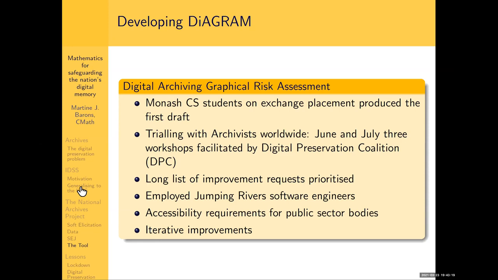And then we ended up with a long list of improvement requests, and the National Archive went away and prioritised those. And we employed Jumping Rivers, who were software engineers, and the guy who was particularly working on our project had a PhD in Bayesian statistics, which was very serendipitous. So that was very, very good. And now, because National Archive is a public body, there are accessibility requirements on anything that they put on the web. So these improvements were iterated. Each time it improved, and some people who saw it several times said, oh, this is a lot better, I understand this. You know, the colors, how do we present the utility, and so on.